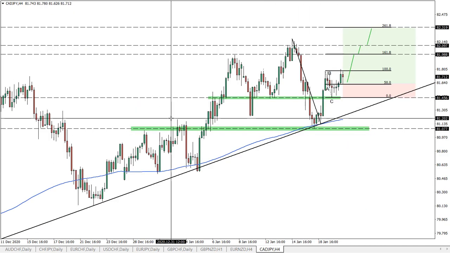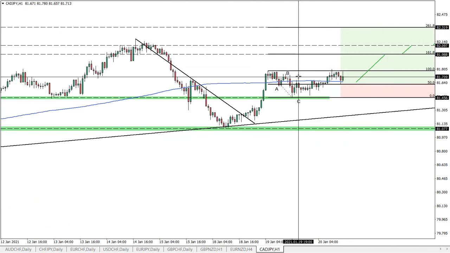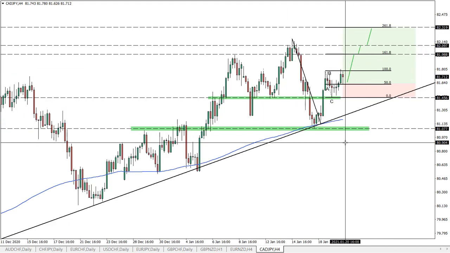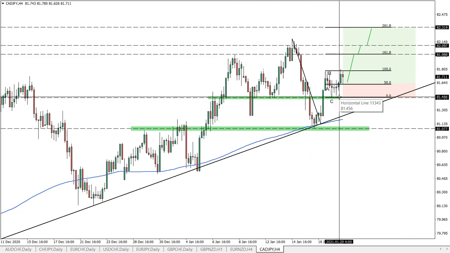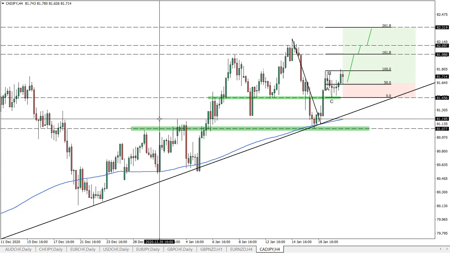And guys, that's it. We hope you enjoyed our today's analysis for the Canadian against the Japanese yen, which we expect to go up as long as the support area holds. And in the next video, we will update you as to what has happened to this currency pair, whether it went down or went towards the resistance.